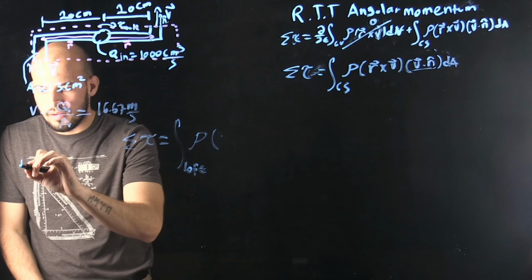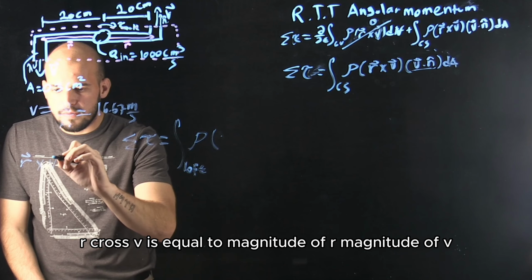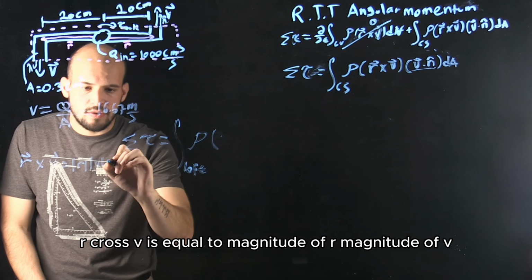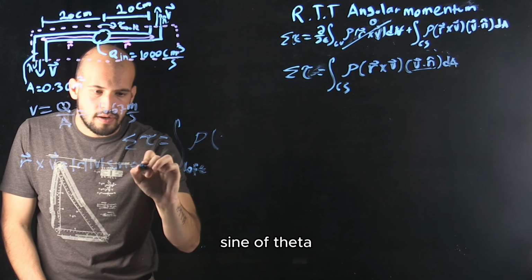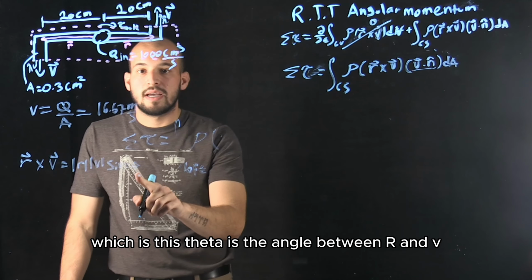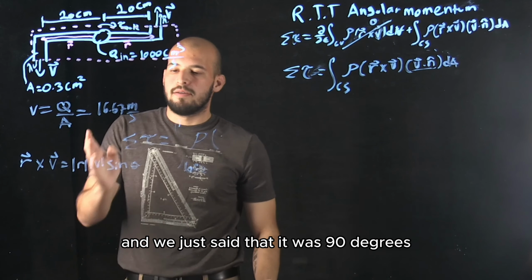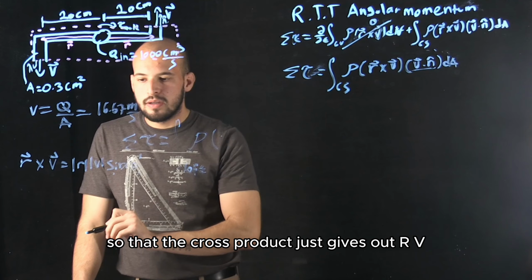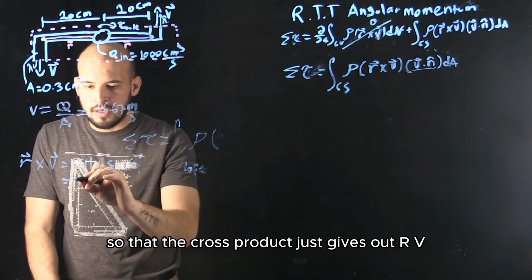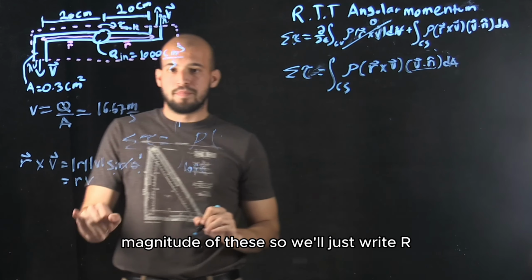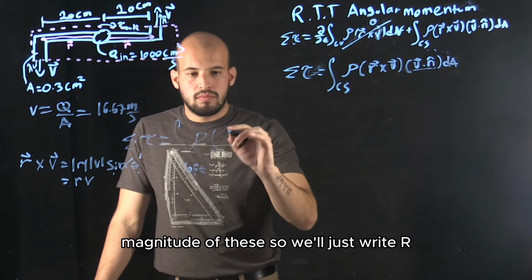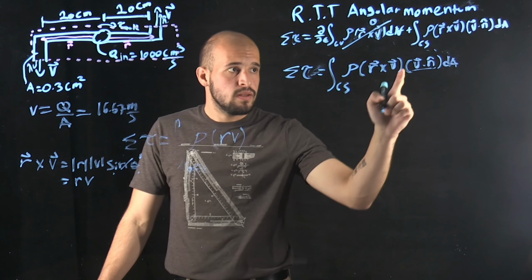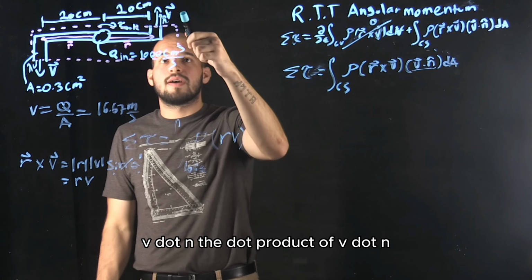I'm just gonna read it though. R cross v is equal to the magnitude of r, magnitude of v, sine of theta, where theta is the angle between r and v, and we just said that it was 90 degrees. So sine of 90 degrees gives us 1, so the cross product just gives us rv, the magnitude of these. So we'll just write r v dot n, the dot product of v dot n.